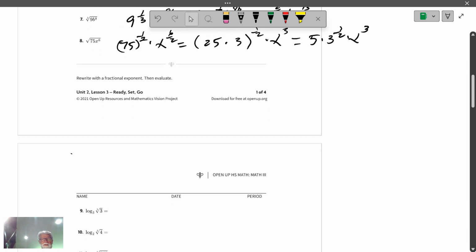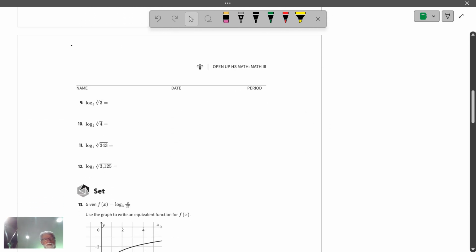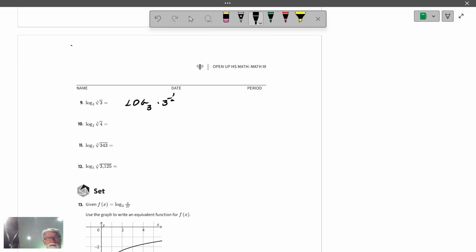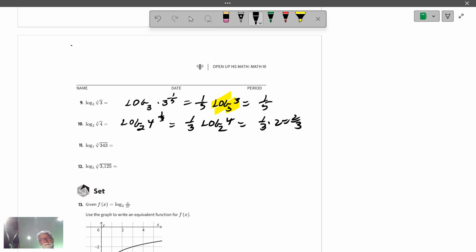All right, next section. Again, we're going to use the radical. We're going to make it log in base 3 of 3 to the 1/5 power, which is 1/5 the log of 3 in base 3, which is 1/5, because this part is equal to 1. All right, then the next one is the log of 4 to the 1/3 power in base 2, which is 1/3 the log of 4 in base 2, which is 1/3 times 2, which is 2/3. So the log of 4 in base 2 is equal to 2.